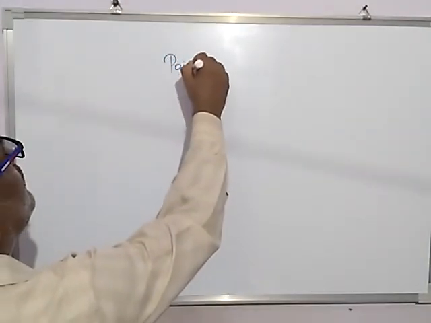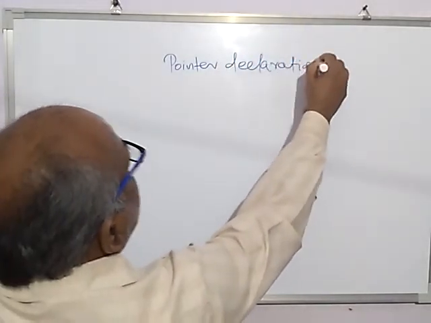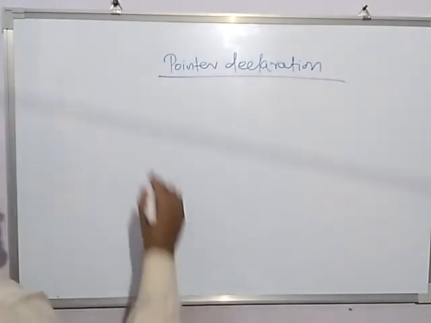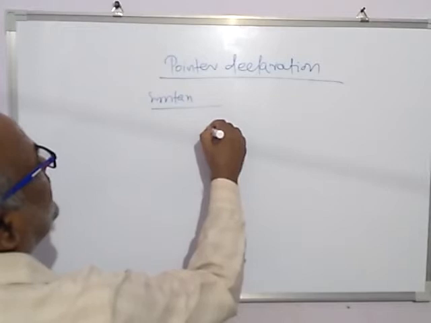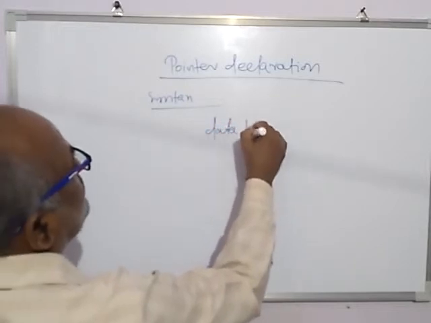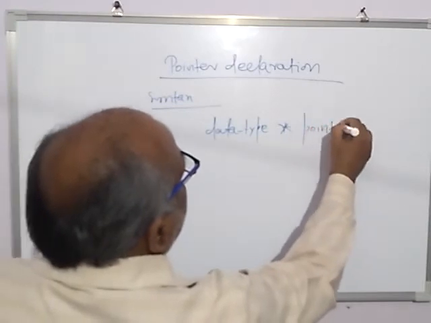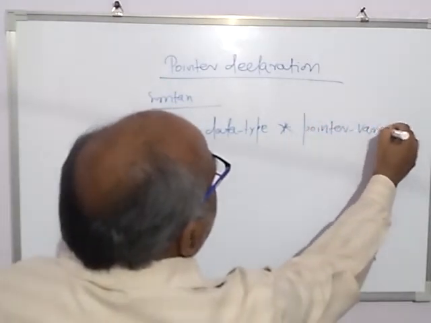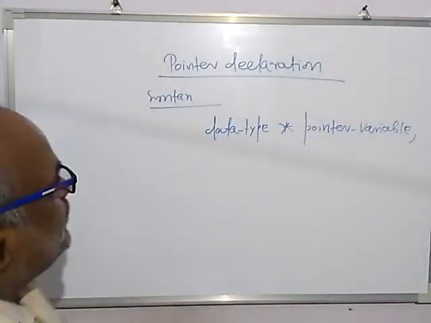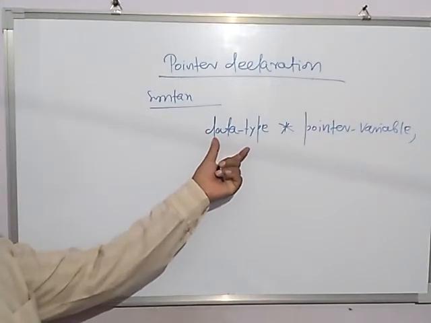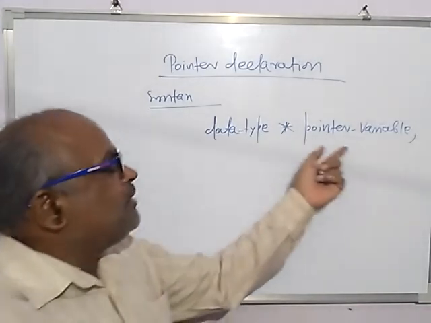Now, how to declare a pointer? Pointer declaration. The syntax is: first you write the data type, then star, then the pointer variable name. If you want to declare a pointer variable, first you write the data type. Data type may be integer, character, float, etc. Then star, then pointer variable.